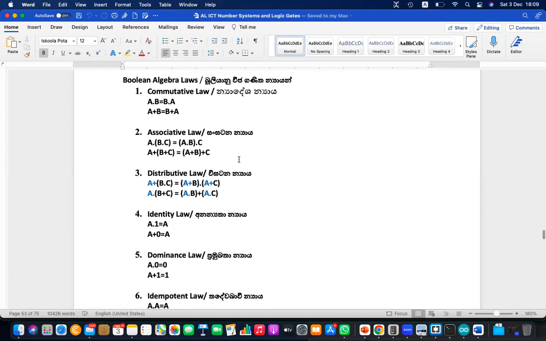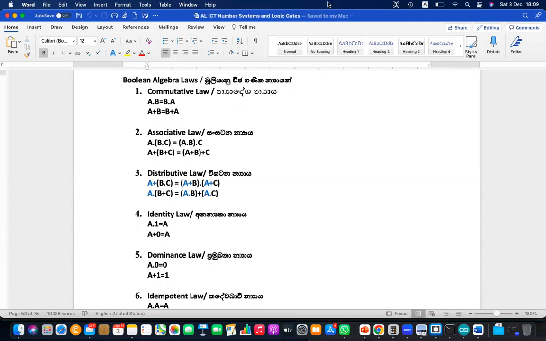The next one is the associative law. The associative law is for when there are three variables, A, B and C. Associative means association. You can see B and C is taken here; B and C is given the priority. Brackets are there for B and C, and A is outside the bracket, but all are AND. If all are AND, you can give the priority to A and B also.